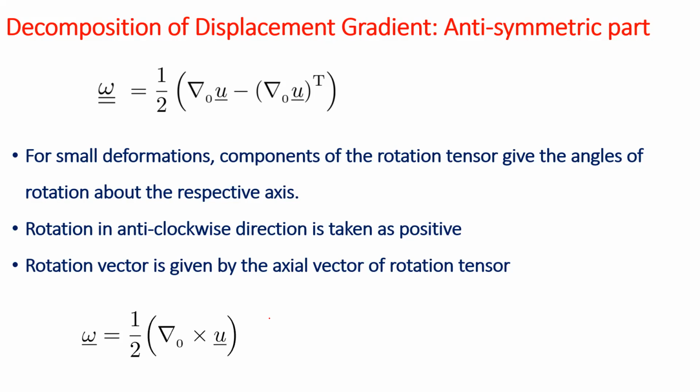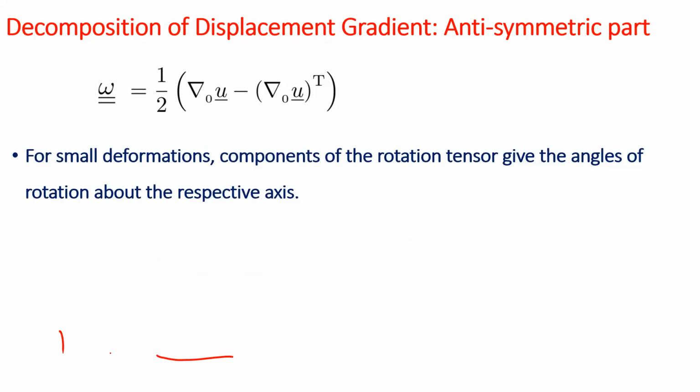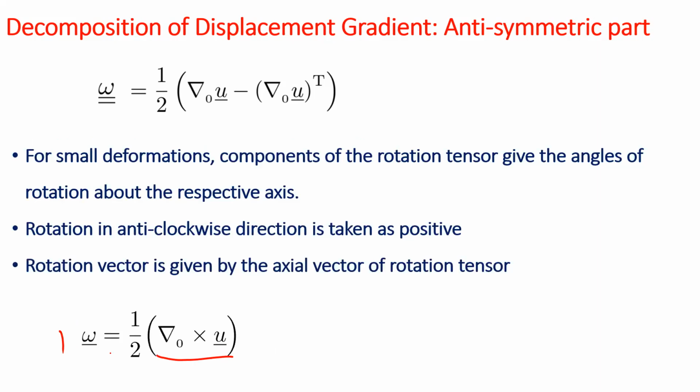Since it is antisymmetric, you can construct a vector from the displacement by taking the curl of the displacement. And the components of this omega vector are nothing but the elements of the rotation tensor. These are the elements of the rotation tensor. Since it is antisymmetric, the tensor calculus allows us to define an axial vector. Rotation tensor has only 3 independent components. Using those, one can construct a vector called an axial vector, and this can be derived this way.